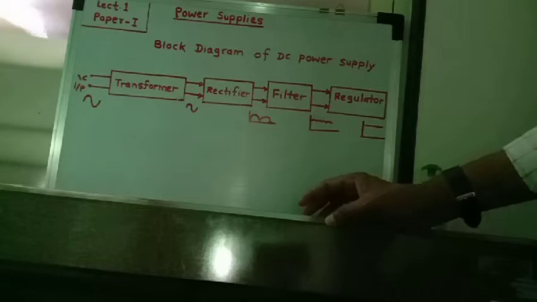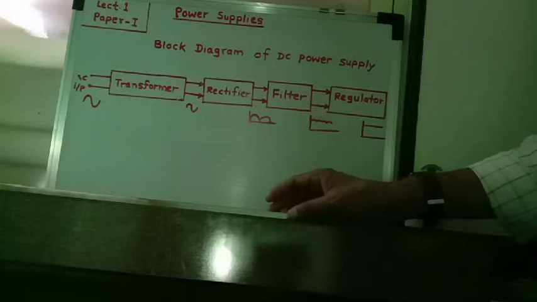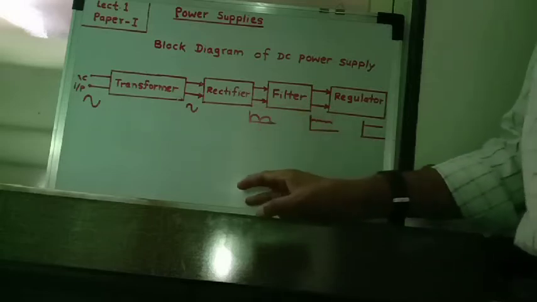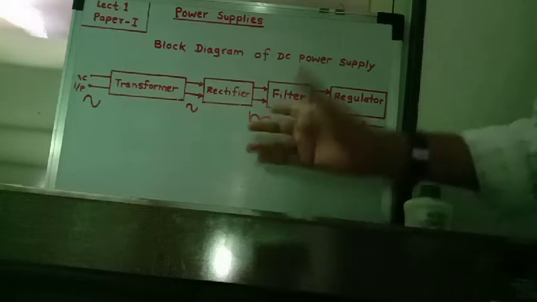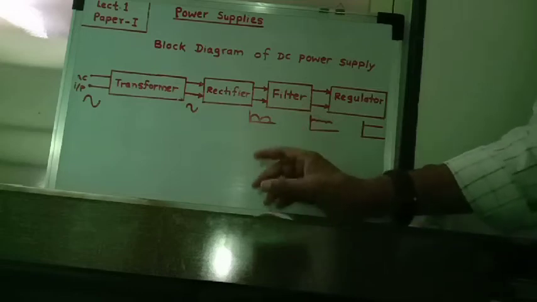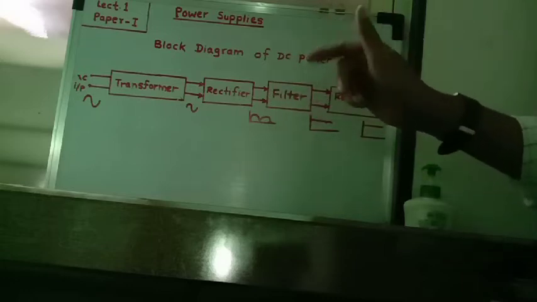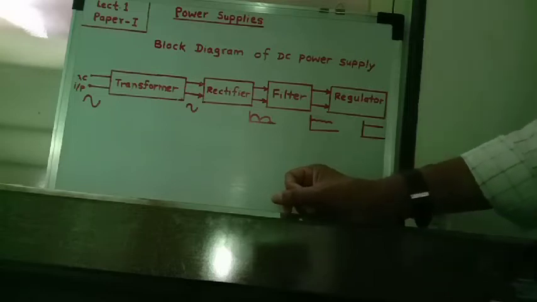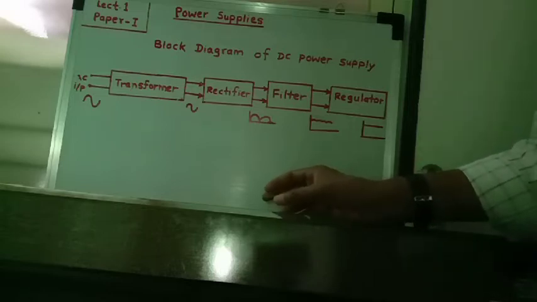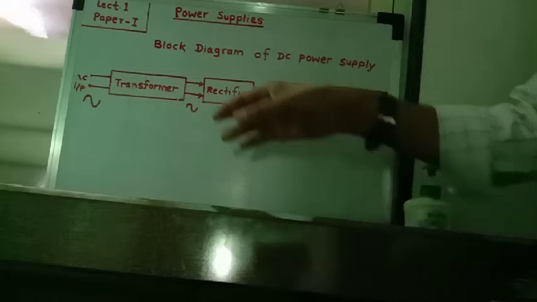DC power supplies are also of two types: fixed DC power supplies, such as fixed 5 volt or fixed 12 volt, and variable power supplies, such as 0 to 30 volt or 0 to 25 volt, where we can adjust or set the output voltage as per our requirement. A regulated power supply is also called a stabilized power supply. Then the first component used in a DC power supply is a transformer.